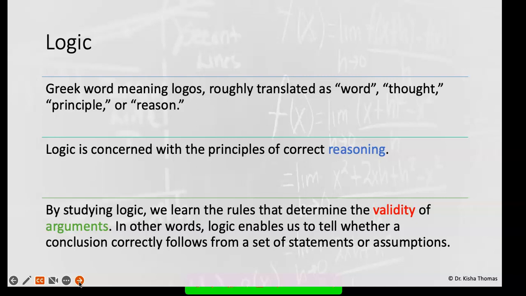It is concerned with the principles of correct reasoning. By studying logic, we learn the rules that determine the validity of arguments. In other words, logic enables us to tell whether a conclusion correctly follows from a set of statements or assumptions.